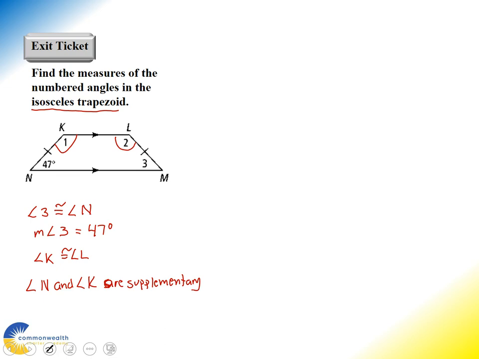So I do know that the measurement of angle K is going to be 180 degrees minus 47 degrees, which is 133 degrees. And because I know angle L is congruent to it, the measurement of angle 1, which is K, and the measurement of angle 2, which is L, are both 133 degrees.